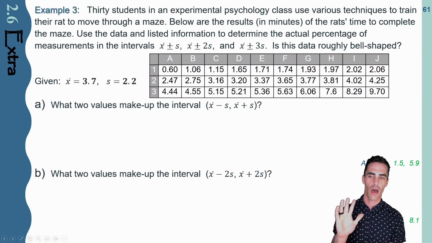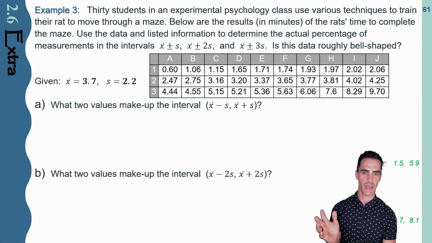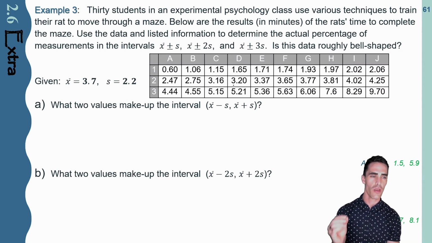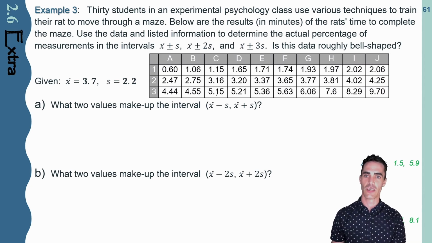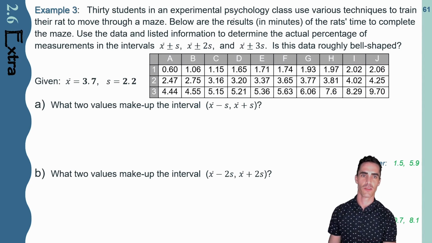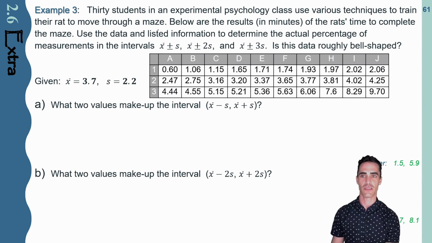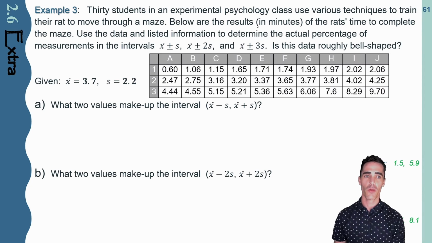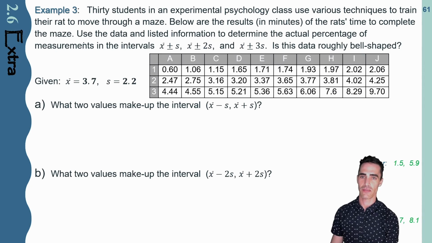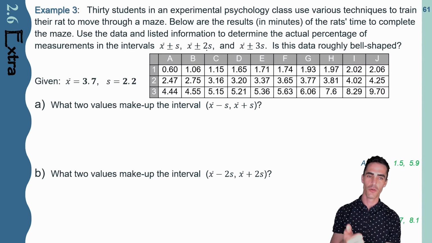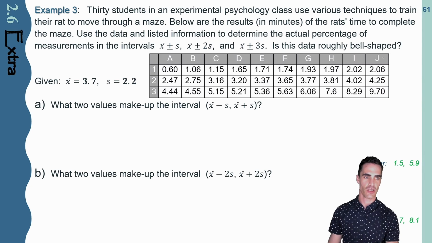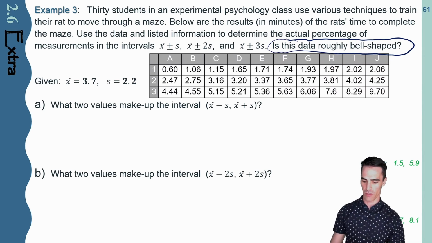A big question that often shows up is if we have a big string of data, for instance, this large group here, I want to know, is this data roughly bell-shaped? Is it a nice distribution? That's what this example explores. Let's say 30 students in an experimental psychology class use various techniques to train their rat to move through a maze. Below are the results in minutes of the rat's time to complete the maze. Use the data and listed information to determine the actual percentage of measurements in the intervals, the mean plus or minus 1 standard deviation, 2 standard deviations, and 3. And the big question that we'll hope to answer is, is this data roughly bell-shaped?